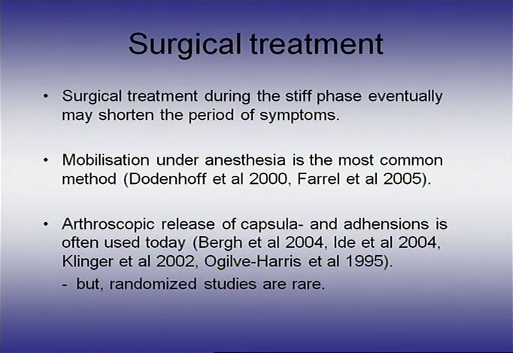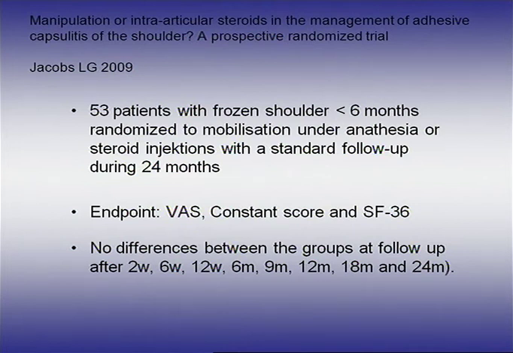Then we have the surgical treatment, and it has been known that surgical treatment during the stiff phase may shorten the period of symptoms. You can do a mobilization under anesthesia, which is the most common method, or do, as we often do today, an arthroscopic release of the capsule and the adhesions. But there are almost no really good randomized studies. As you do a mobilization under anesthesia, you hope to shorten the length of the disease.